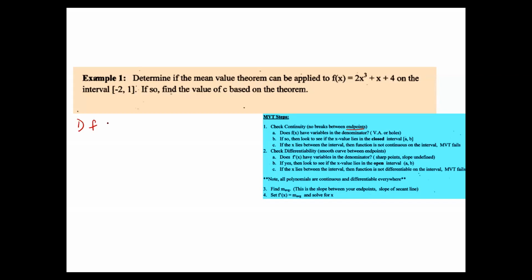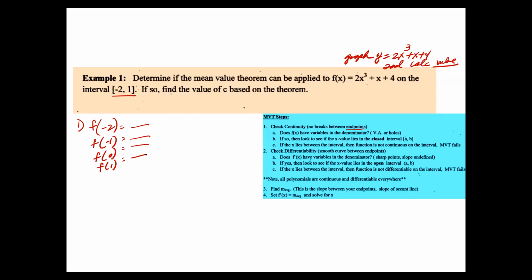So step number 1, make sure you check f of -2, f of -1, f of 0, f of 1. Make sure they actually equal a number. The best way to do this is to graph y equals 2x cubed plus x plus 4, and then try the second calc value option to make sure that you have an answer and there are no breaks or discontinuities on this function. And it does, it's fine.